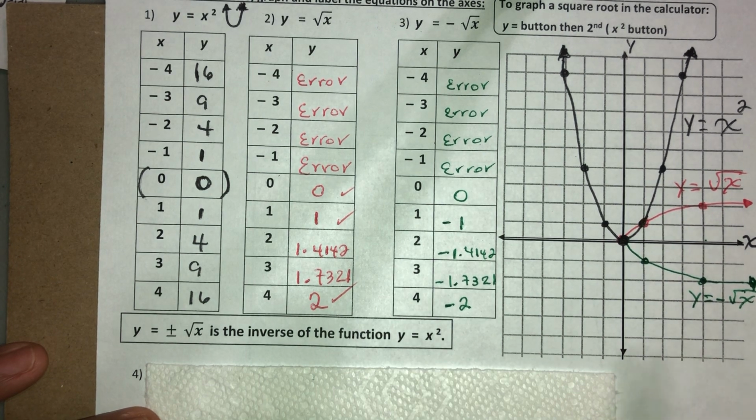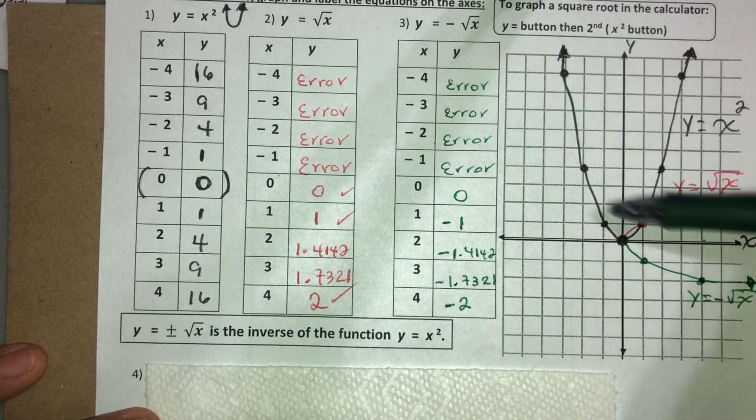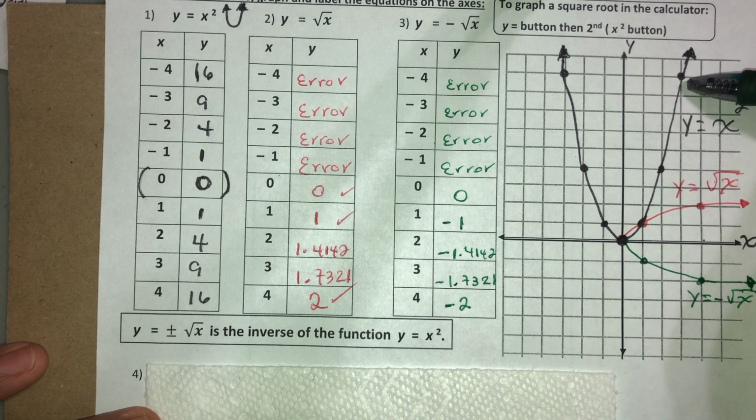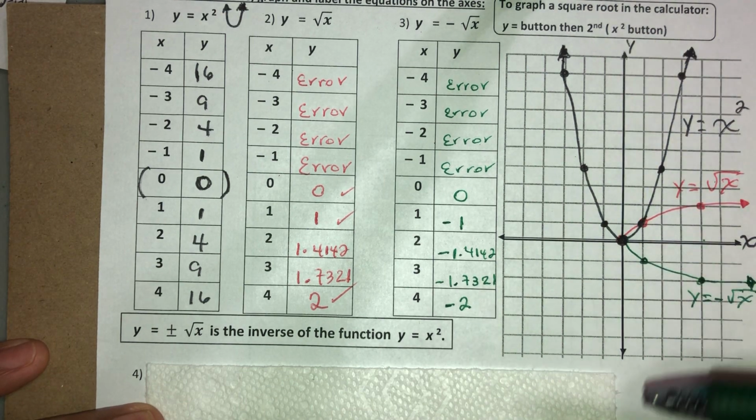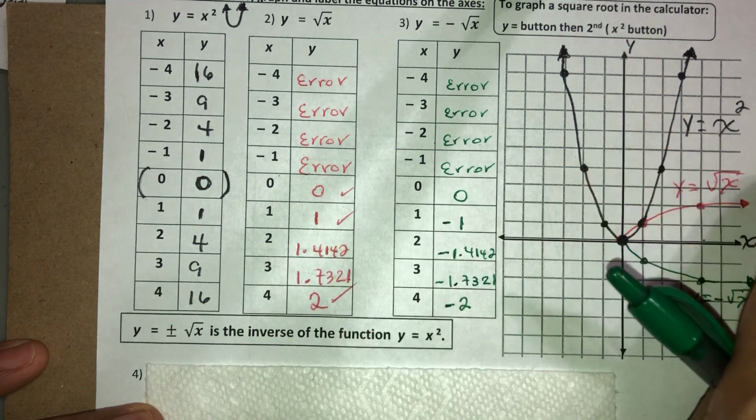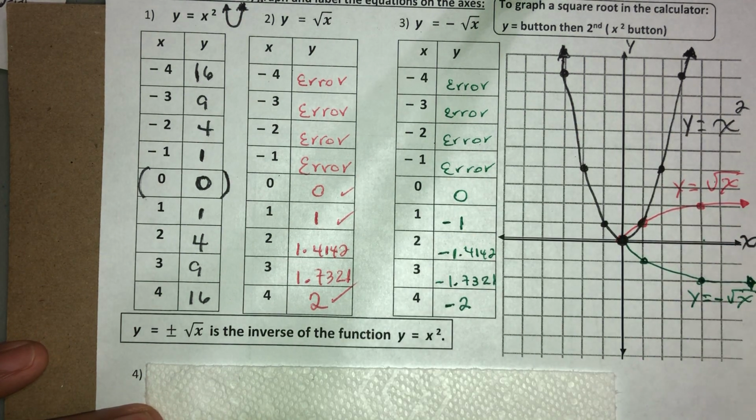Just what I explained to you right now. Because look, the parabola is this one, and the square root is this one, which is basically another parabola, but instead of opening up or down, it opens sideways, okay, horizontally.